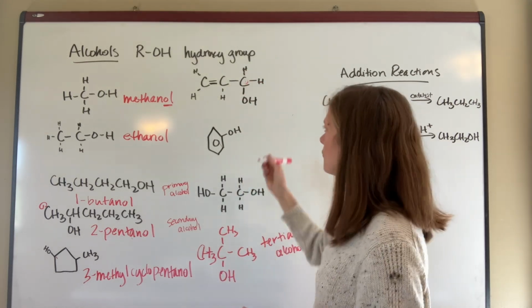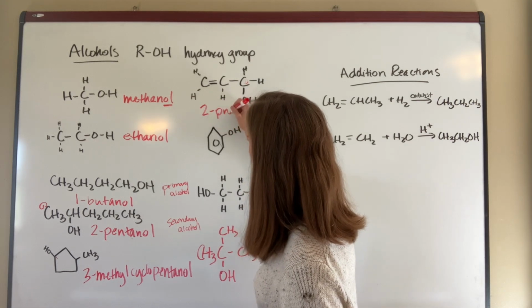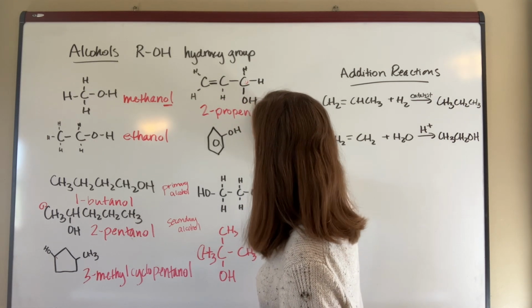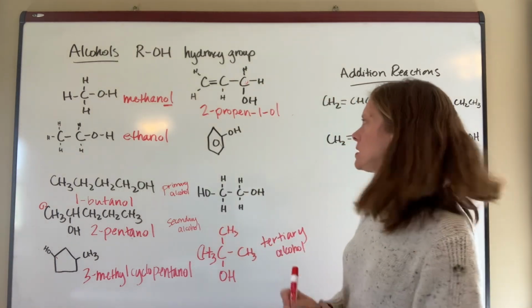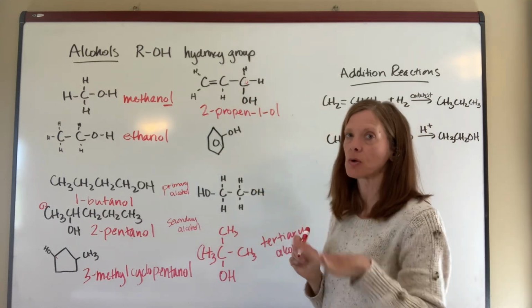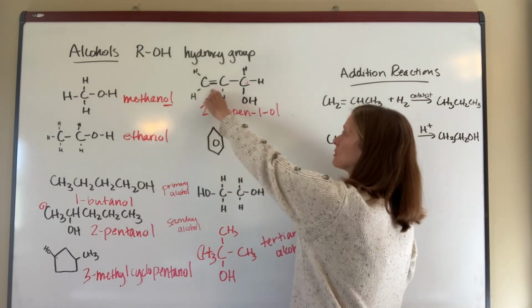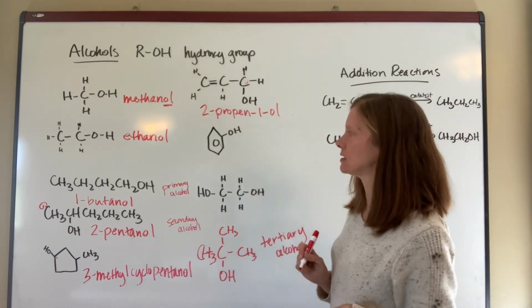So the proper name for this compound is going to be 2-propen-1-ol. 2-propen-1-ol. So I need to number the hydroxy group so that it has the lowest possible number, even if it means a multiple bond has a higher number. So the alcohol group is going to take precedence.